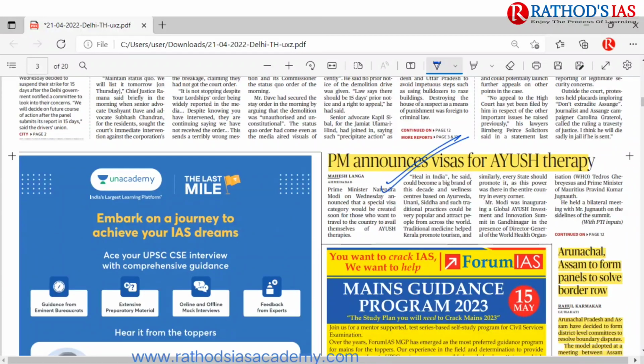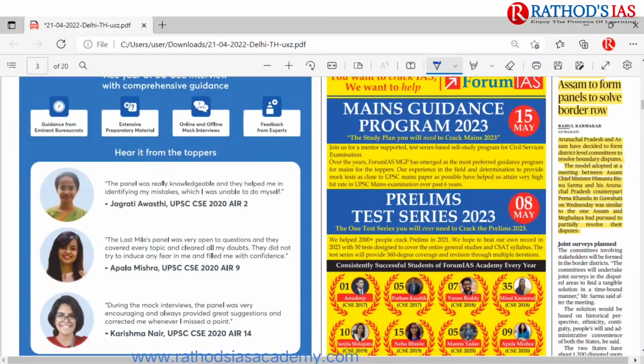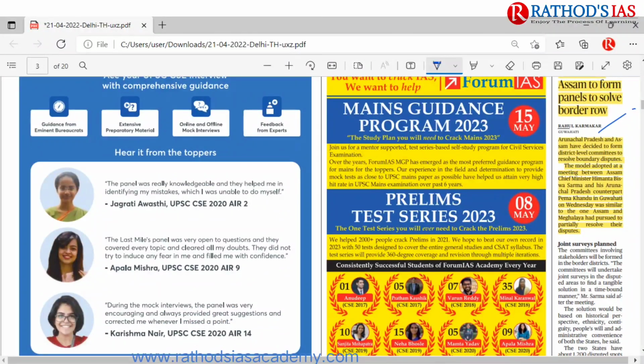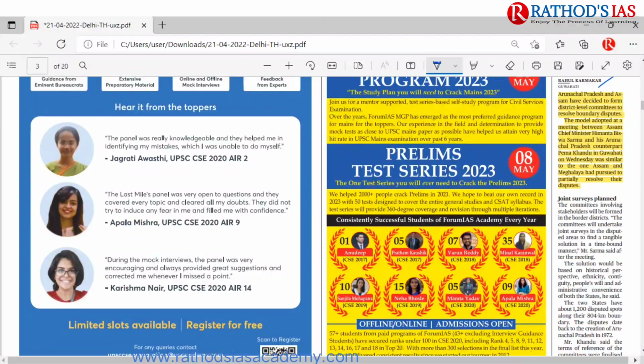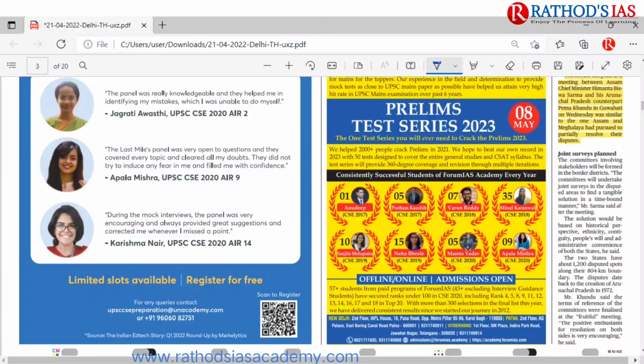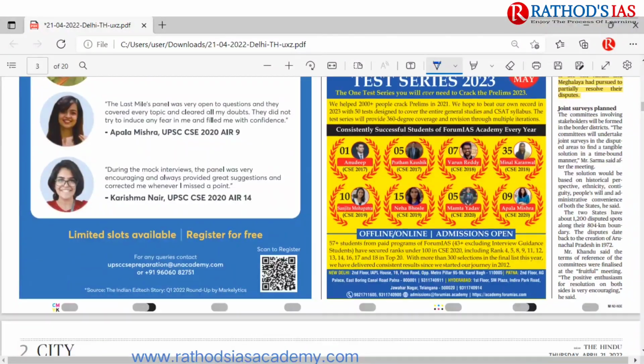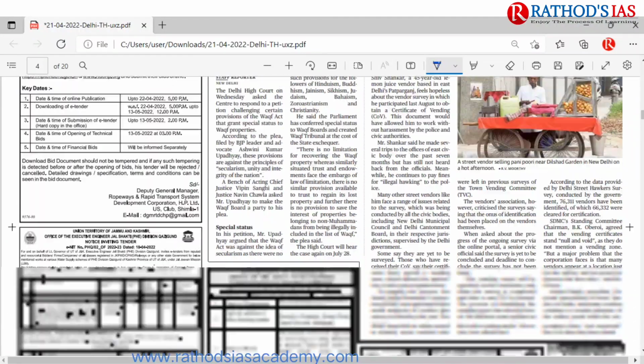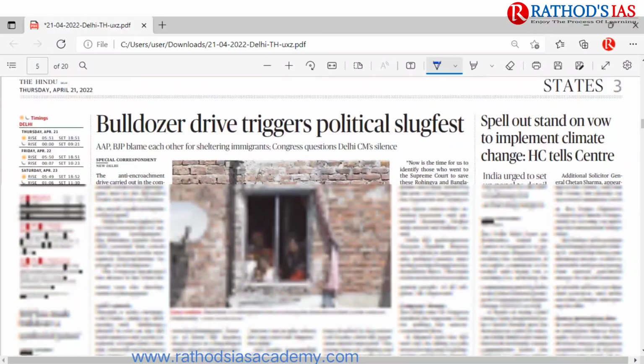I discussed regarding this Ayush therapy, and here you can see one article regarding Assam and Arunachal Pradesh. They are going to solve their borders now. Arunachal Pradesh and Assam have decided to form district level committees to resolve their boundary disputes. So this is one important issue. Actually, in the northeastern states, we can see there are issues between states regarding their boundaries. So you have to see those issues if you're from the northeastern states.